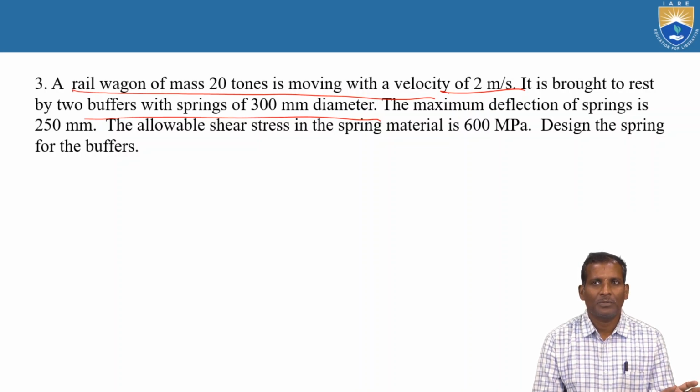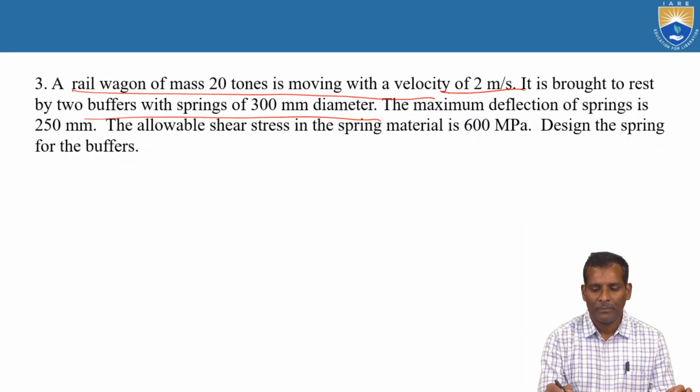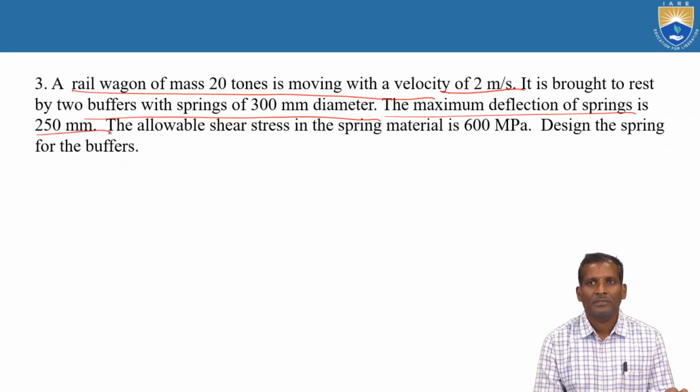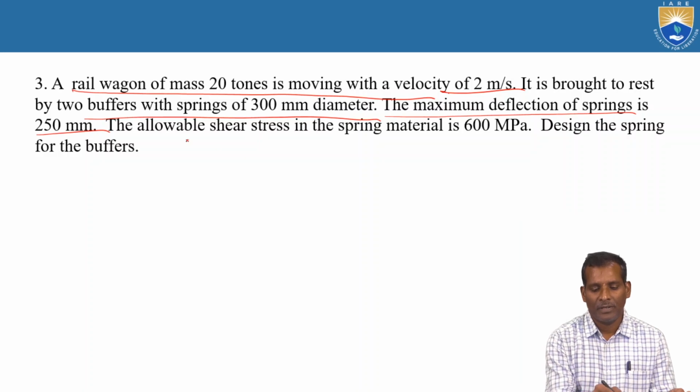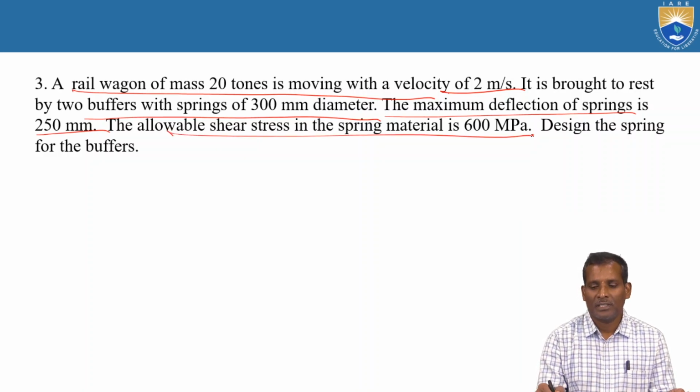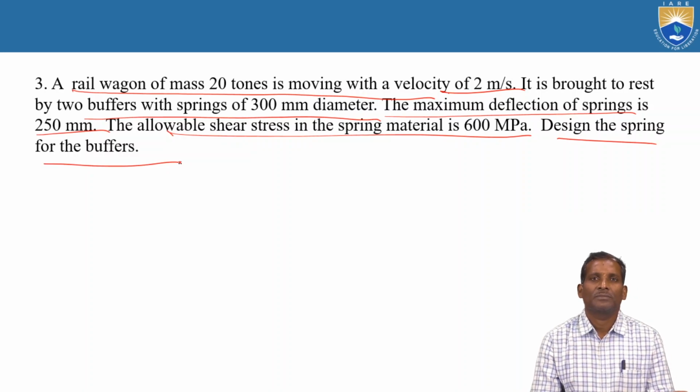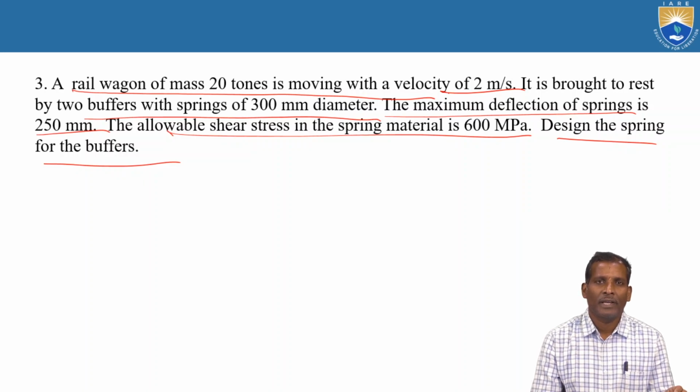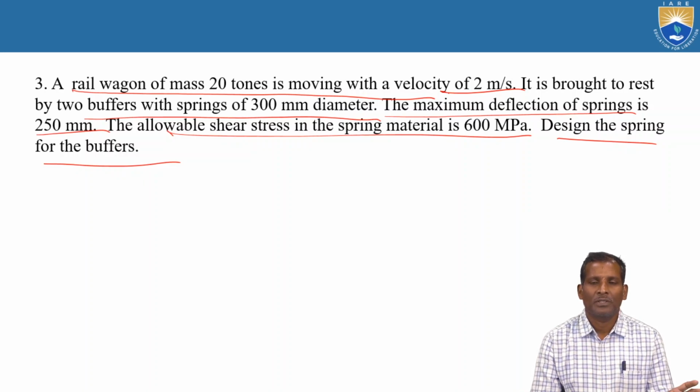The maximum deflection of the springs is 250 mm. The allowable shear stress in the spring material is 600 megapascal. Shear stress tau is given. What he has asked is to design the spring for the buffers. Here, for the rail wagon, two buffers are used with springs, 300 mm diameter each. They can deflect up to 250 mm.